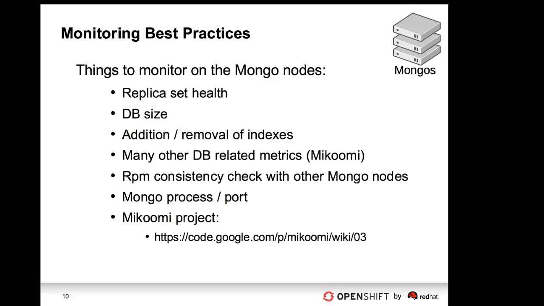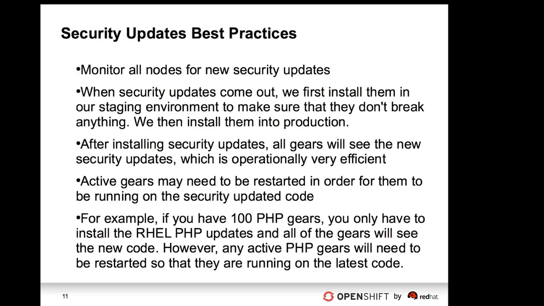So for security best practices, this is how we handle it. We monitor all of our nodes for new security updates, and basically we have a cron job that goes out and runs yum and says give me the list of all the new security updates. And then we alert whenever they come out. I think this is standard practice, but we first install them in our staging environment and make sure that they don't break anything, and then we install them into production.